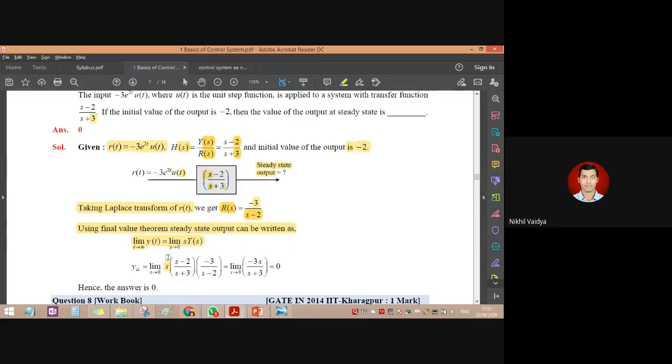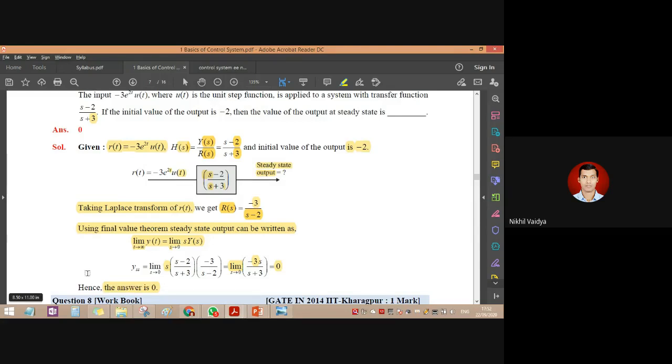Now, if we put this limit into this equation, see, s is in multiplication in the equation. What will we get? We will get 0. So for this system, the final output at steady state will be what? 0. So hence the answer here is 0.